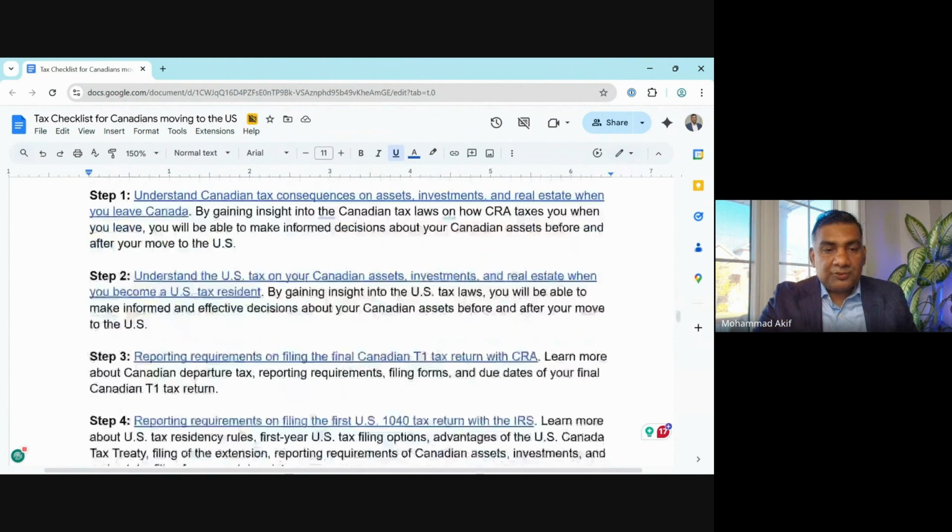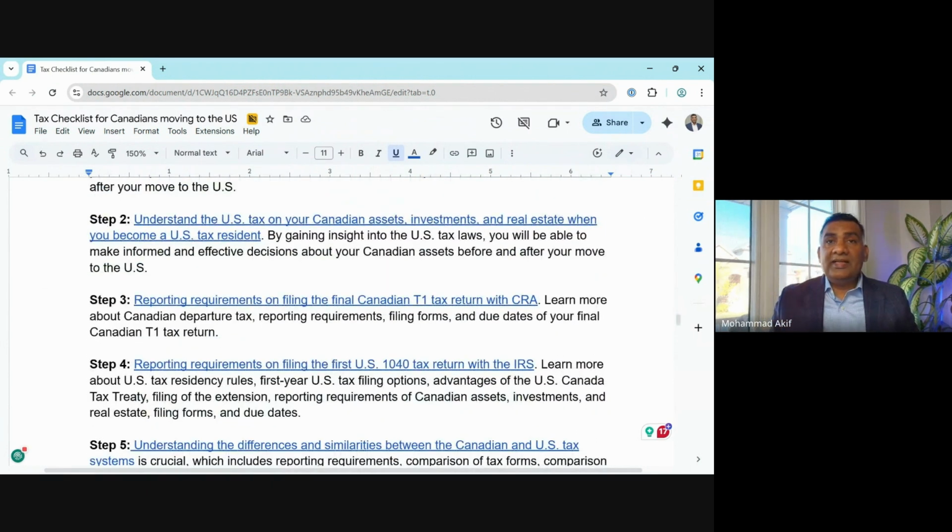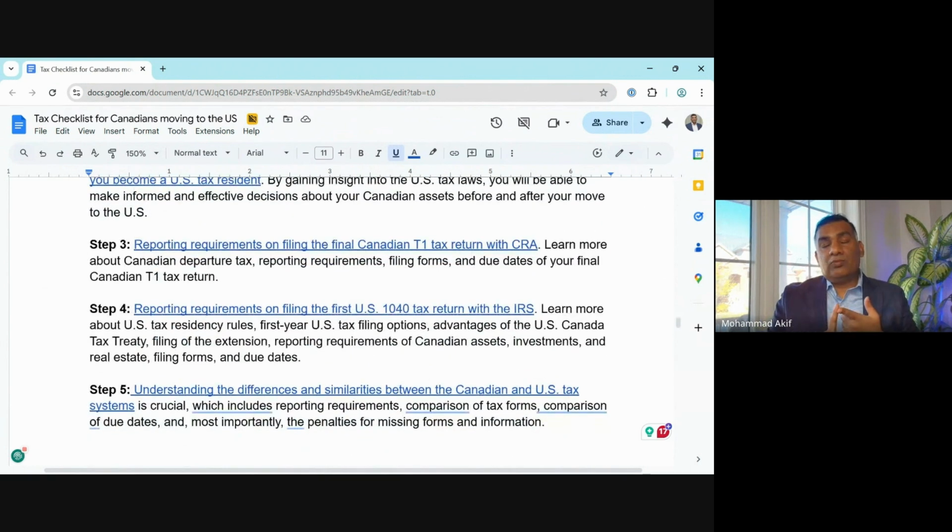That's step number 2. Step number 3 is, once you do understand what you need to do, find out about the reporting requirements in terms of what forms you need to file on the Canadian side, and when you need to file those forms. Important: the due dates are different on both sides. There is an element of extension on the US side too, which we need to make sure that we take advantage of.